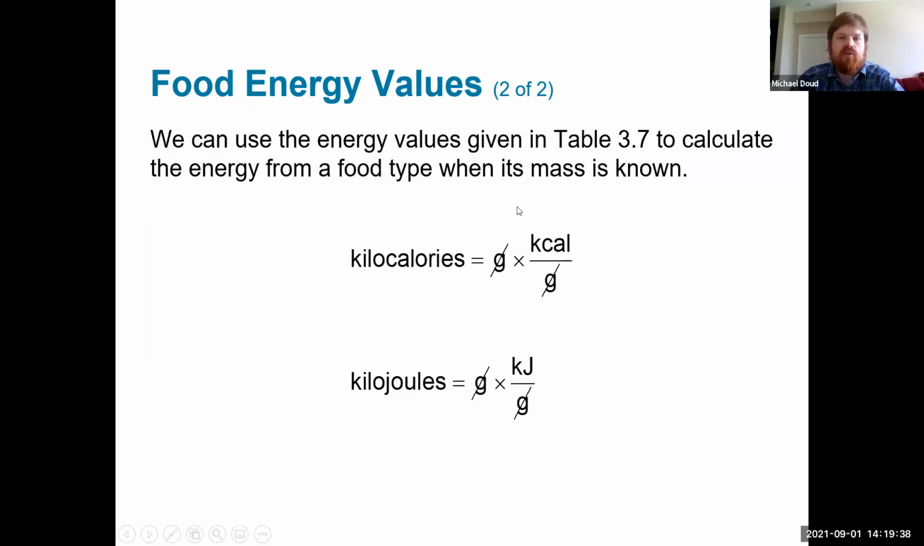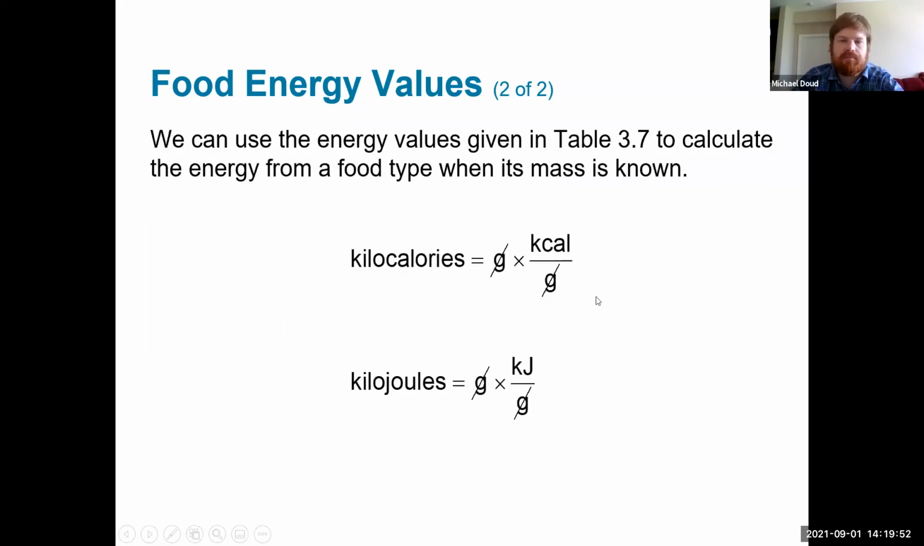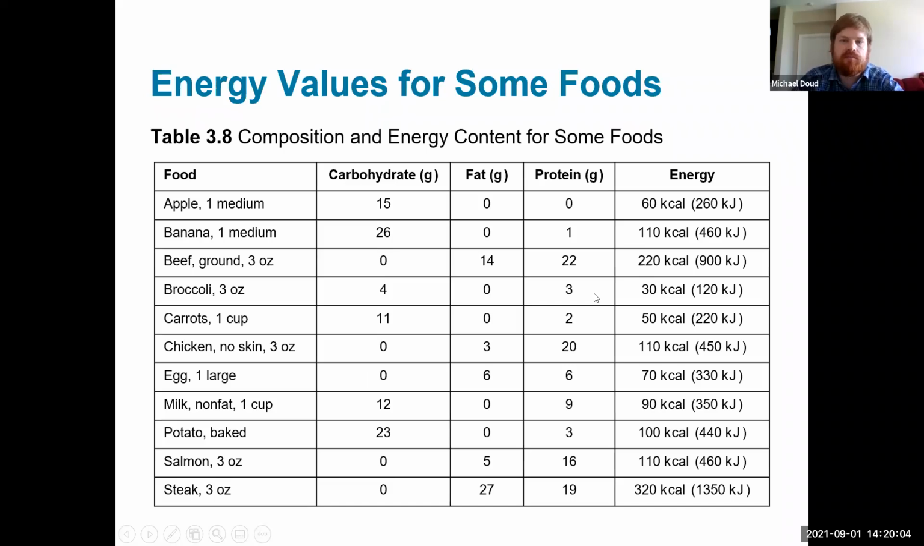So in order for us to figure out the calories of a typical food, if we have the grams of carbohydrates in the food, we can take the grams times 4 kilocalories per gram to give us the answer. Same thing with the kilojoule per gram conversion as well. If we know the grams of carbohydrates, grams of fat, grams of protein, we just multiply by that conversion to give us the kilojoules.